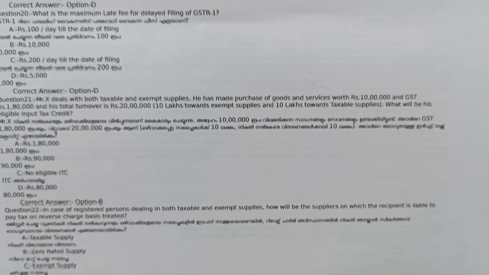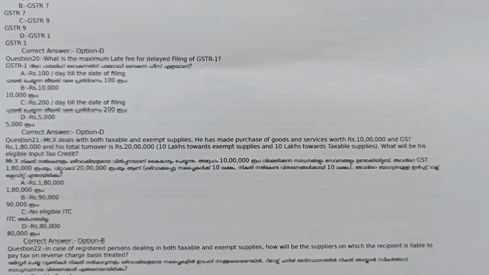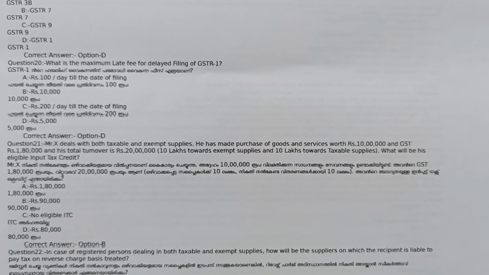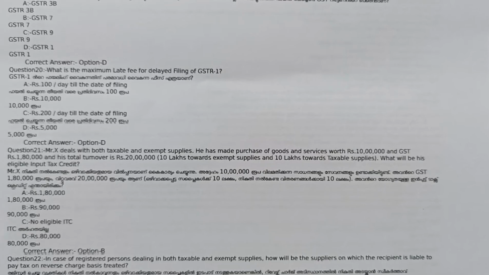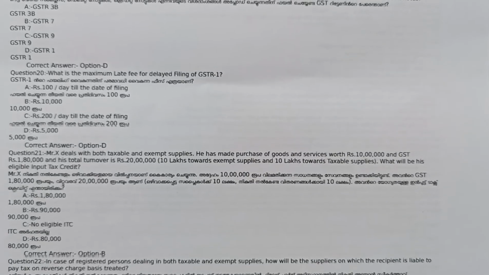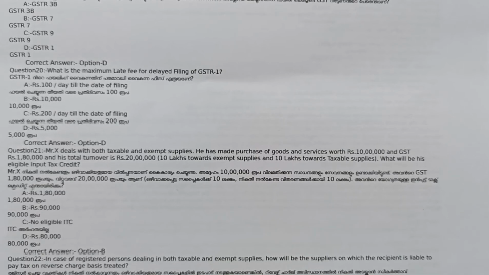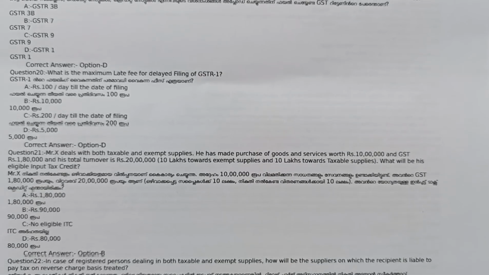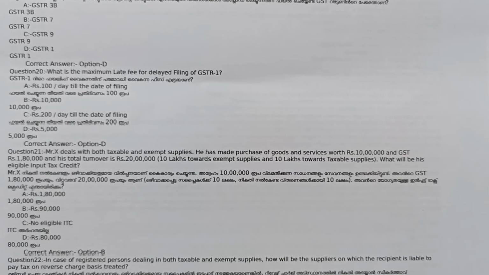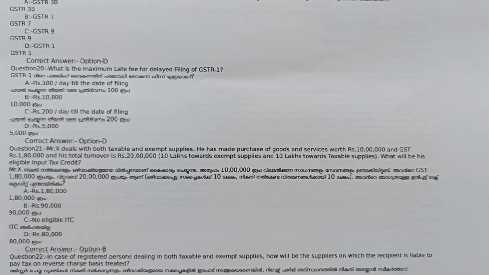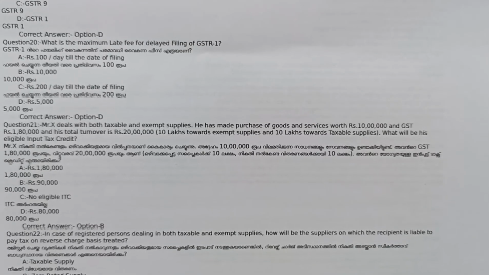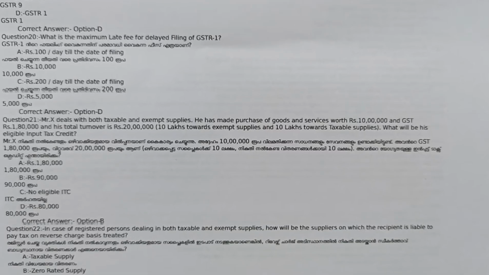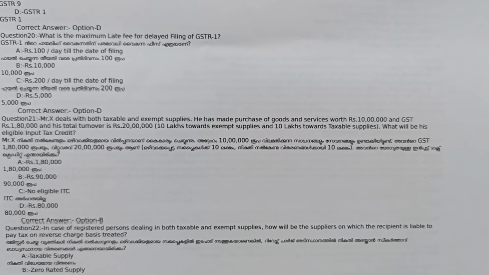Question number 21. Mr. X deals with both taxable and exempted supplies. He has made purchase of goods and services worth rupees 10 lakh and GST rupees 1,80,000 and his total turnover is 20 lakh, 10 lakh towards exempt supplies and 10 lakh towards taxable supplies. What will be his eligible input tax credit? Option A, 1,80,000. Option B, 90,000. Option C, no eligible ITC. Option D, 80,000. Correct answer option B, 90,000.